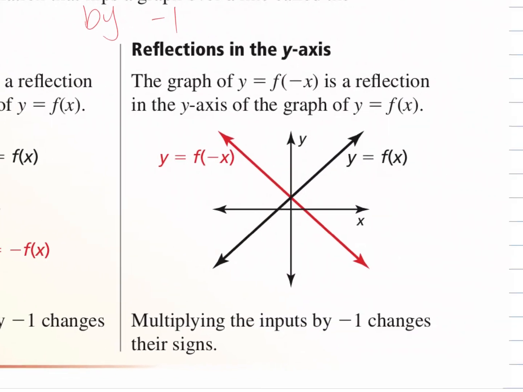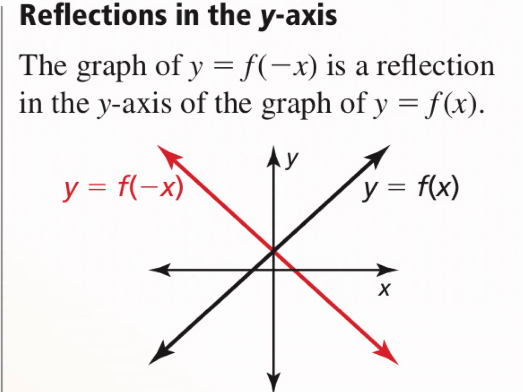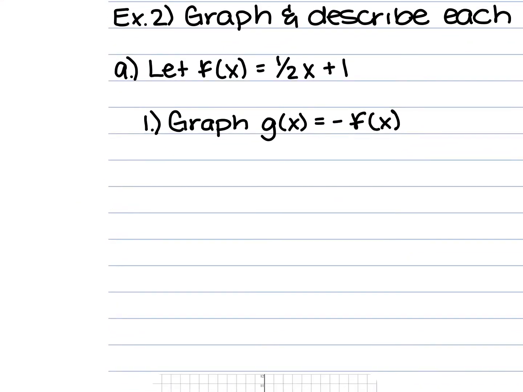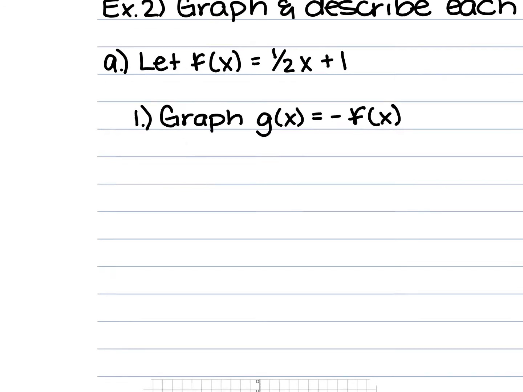Now, if that negative is inside the parentheses, it changes. What kind of transformation is it now? It's horizontal. Watch. If I horizontally reflect something from left to right, what axis am I reflecting it over? The y-axis. Okay? Let's check it out. So we're going to do 2 examples. We are not going to graph these, okay? We're just going to talk about their reflections.